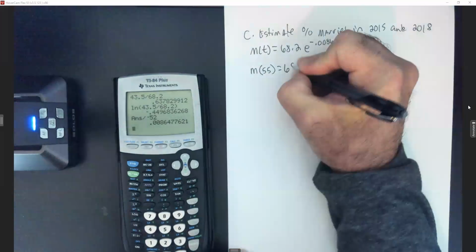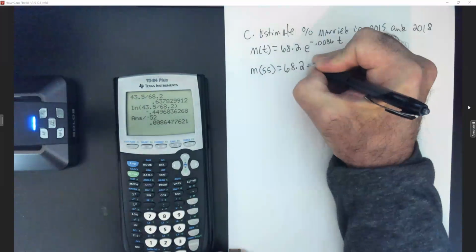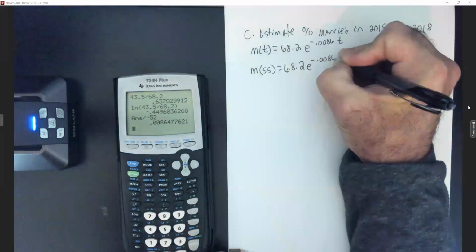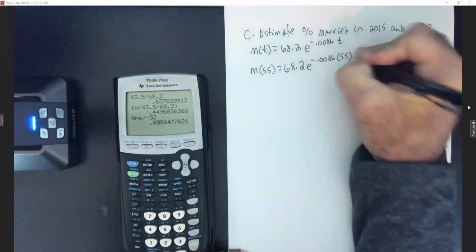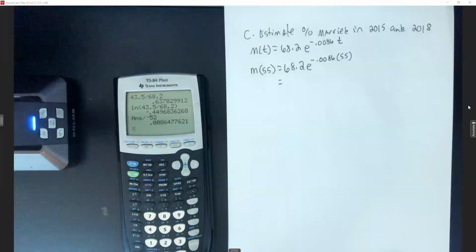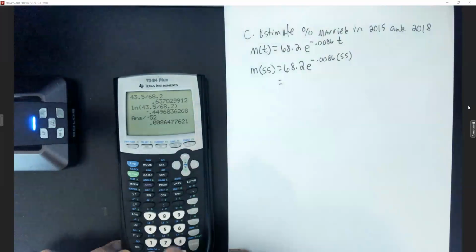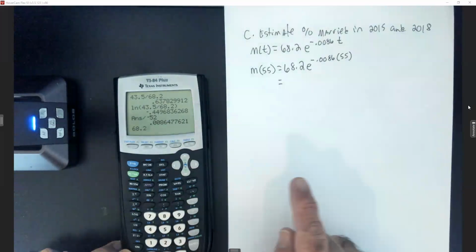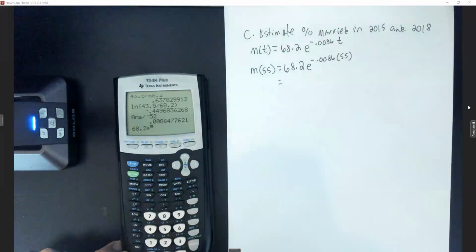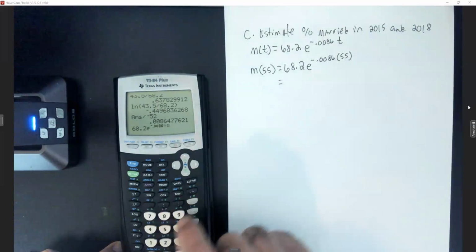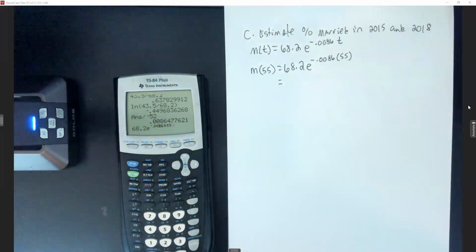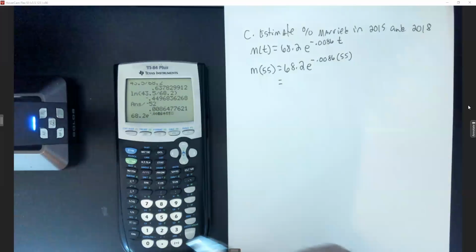Right. So we got 68.2 e to the negative 0.0086 times 55. Now, I'm going to be happy if I get a number less than 68.2 because it looks like this has had a decay rate. So you always want an amount smaller. So here we go, 68.2, second ln to get my e, and then negative 0.0086 times 55. Remember, you could have graphed this in y equals and found both of these amounts pretty quick.